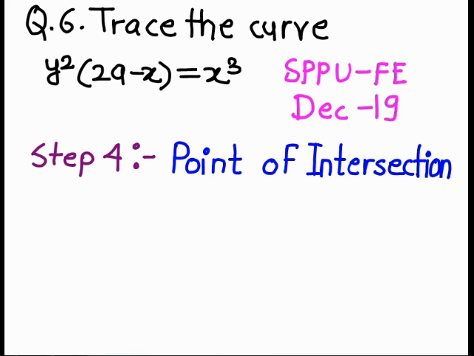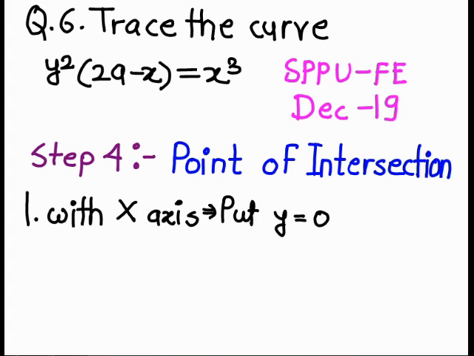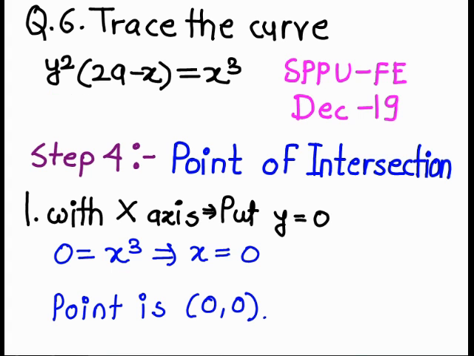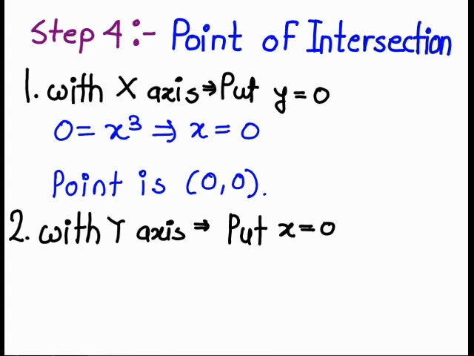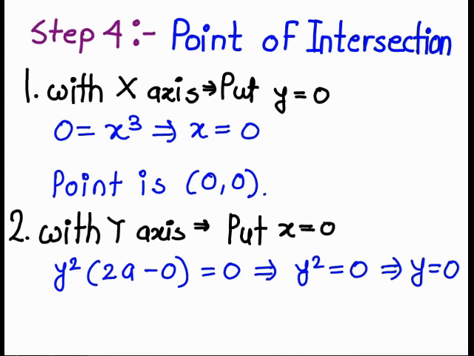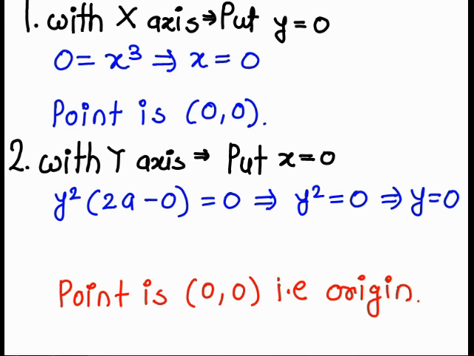So let's go step by step. To find a point of intersection with the x-axis, we put y equal to 0. When we substitute y equal to 0 here, we get x cube is equal to 0, that is x is equal to 0. So the point is (0, 0), that is the origin. Now to find a point of intersection with the y-axis, we put x is equal to 0. When we substitute x is equal to 0, we get y equal to 0. So we get only the origin as the point of intersection.